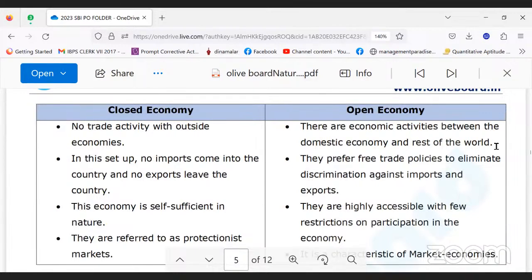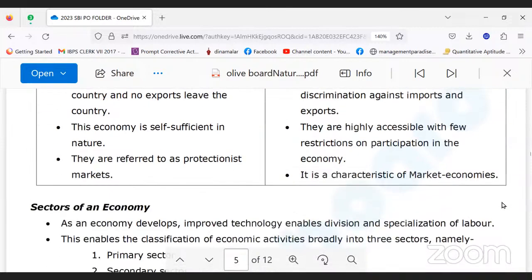Open economy. There are economic activities between the domestic economy and the rest of the world. They prefer free trade policies to eliminate discrimination against imports and exports. They are highly accessible with few restrictions on participation in the economy. It is a characteristic of market economies.